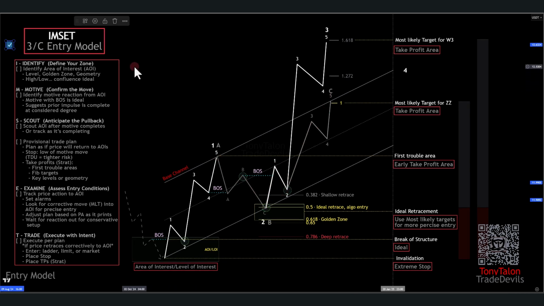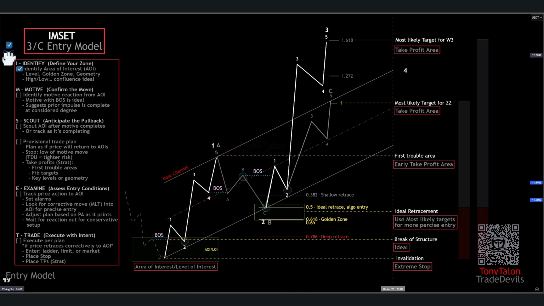So now that we've worked through everything else within this entry model, we're going to go look into executing the trade. So again, just to go through everything that we've done so far, the first thing that we've done is identify an area of interest. Again, that depends on where we find the PA. Is the PA coming into an area of interest? Is it leaving an area of interest?